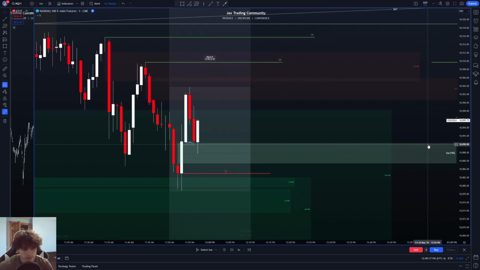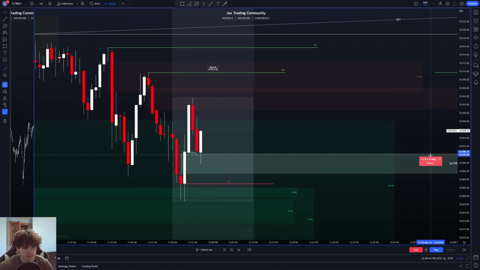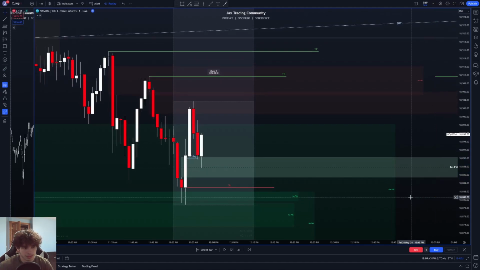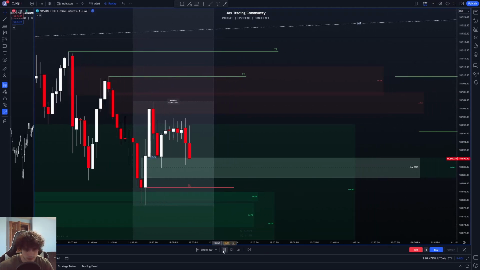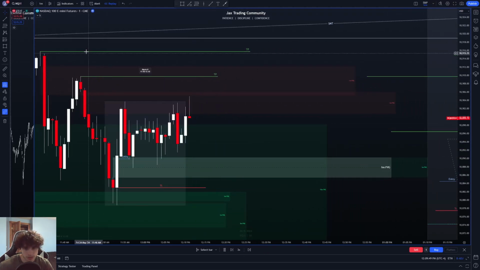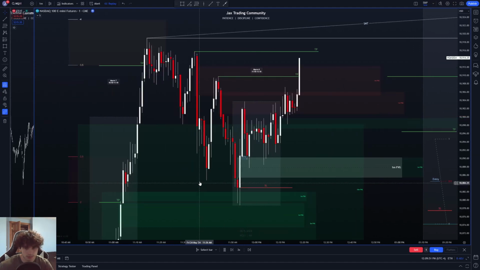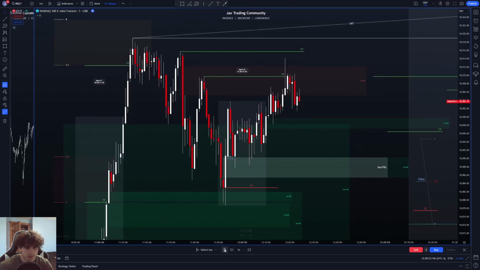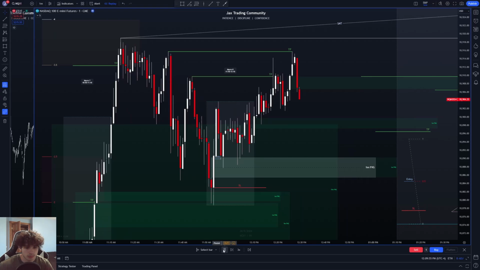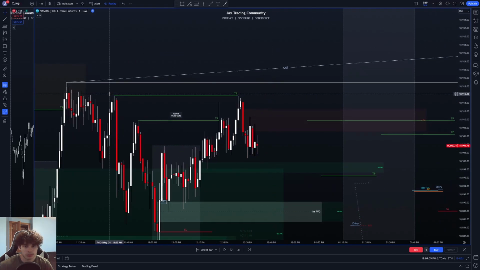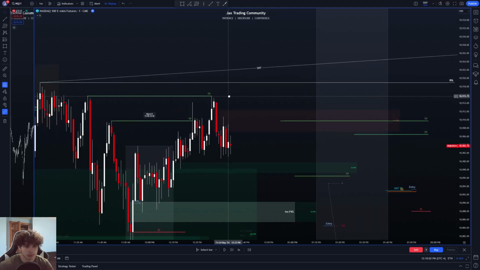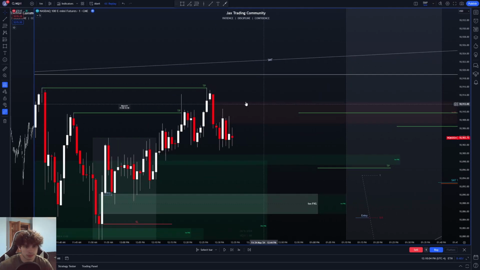This would be about a 7-point stop. Our TP would be at these two highs. Looks like we don't actually take this high, so we have equal highs here now, so this is a possible target in the future.